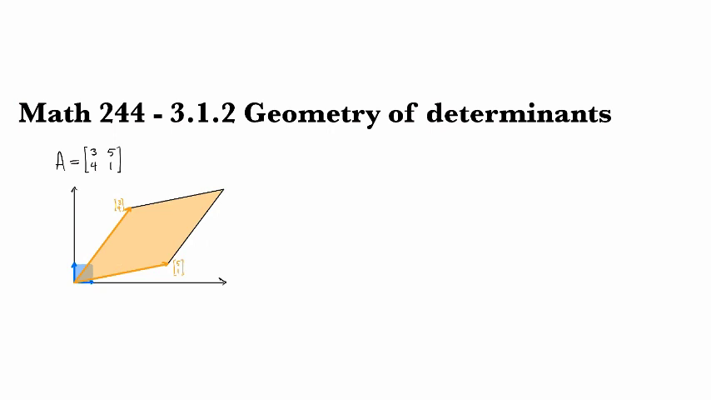Okay, so last time we talked about this strange algebraic definition of the determinant in terms of a sum of products of numbers that are pulled out of the matrix in little groups so that you get one from each row and one from each column each time. Now I'm going to talk about the geometric understanding of what determinants are. So suppose we have the matrix 3, 5, 4, 1.